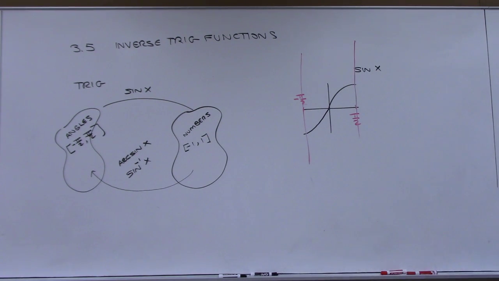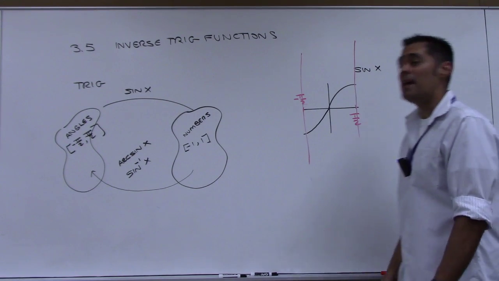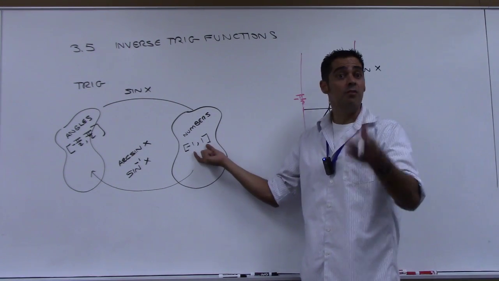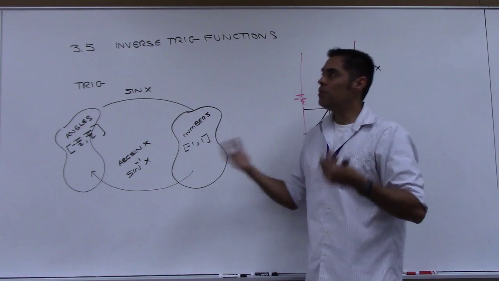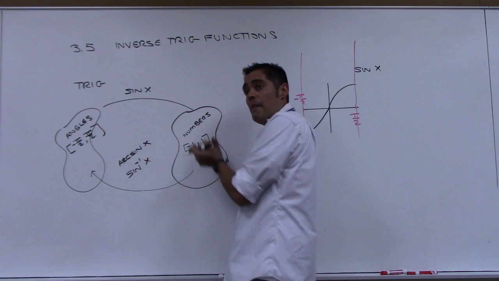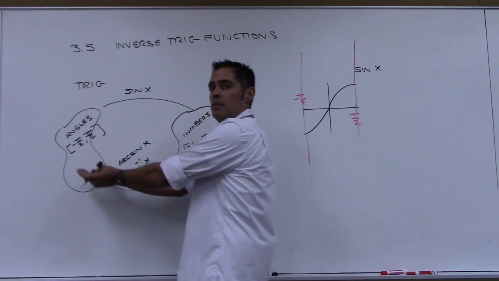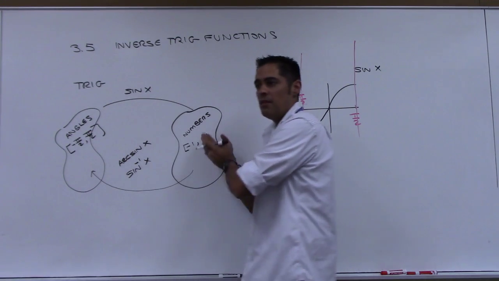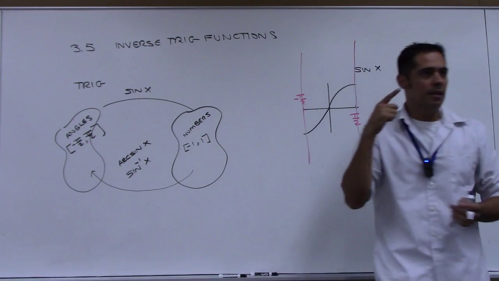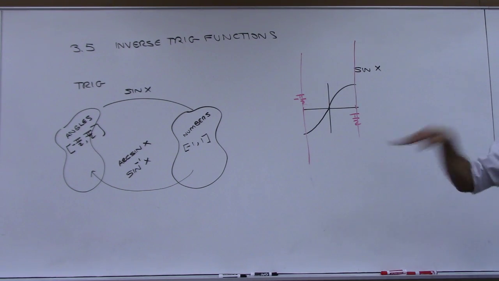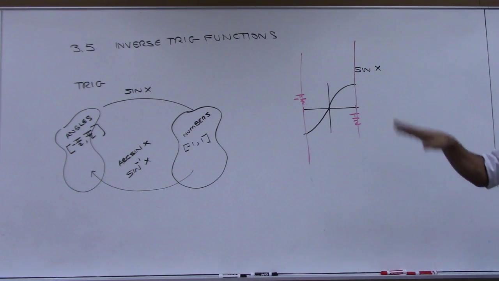So what's the domain of arc sine? What's the domain of the arc sine function? It's the range of the sine function. So negative 1 to 1? So you would say that the arc sine takes numbers in and spits out what? Angles, as opposed to the sine function, which takes angles and spits out numbers. Remember that. Inverse trig functions always spit out angles, right? They always spit out angles.